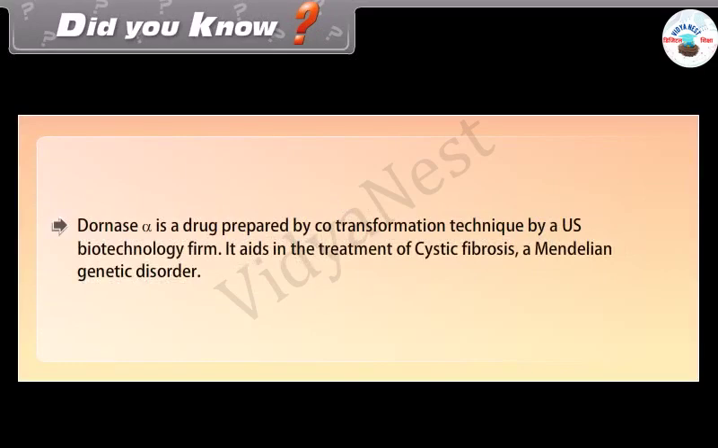Did you know? Humulin Alpha is a drug prepared by co-transformation technique by a US biotechnology firm. It aids in the treatment of cystic fibrosis, a Mendelian genetic disorder.